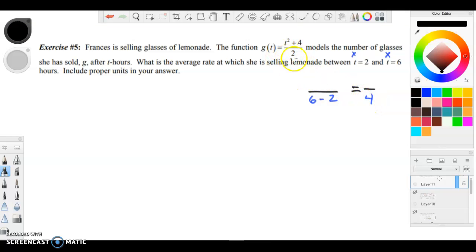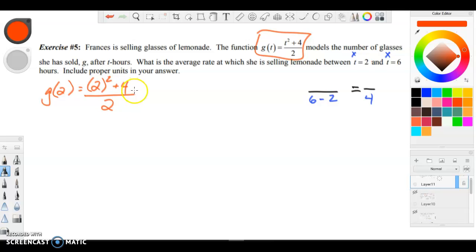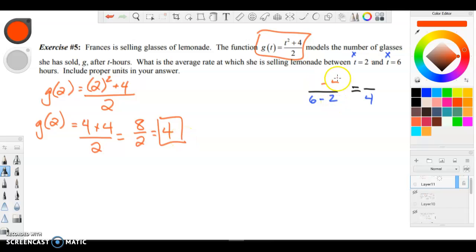But we need to plug in our values to see what they create when we plug them into our equation. So let's go here, and I'm going to plug in t equals 2. g of 2 is equal to 2 squared plus 4 divided by 2. g of 2 is equal to 4 plus 4 divided by 2. So 8 over 2, which is equal to 4. So when I plug in 2 right here, I get 4.